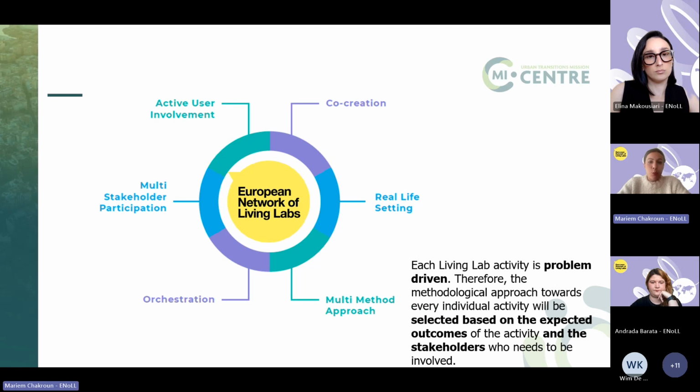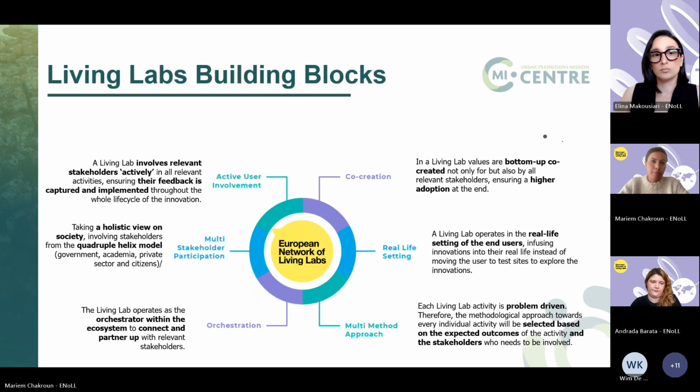And here we can see the multi-method approach, which is a key component of the Living Lab. It's driven by a problem that needs solving. The methodology applied is carefully selected based on the desired outcomes and the stakeholders involved. This problem-centric approach ensures that the living labs remain focused and effective in addressing the pressing challenges of our time.